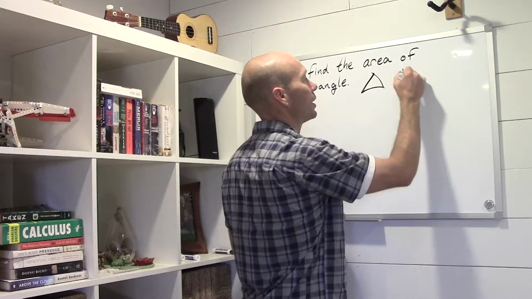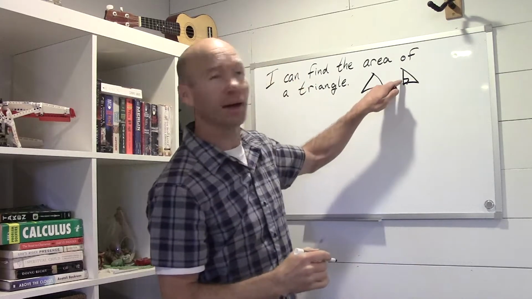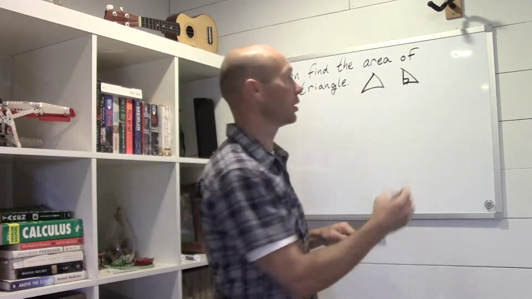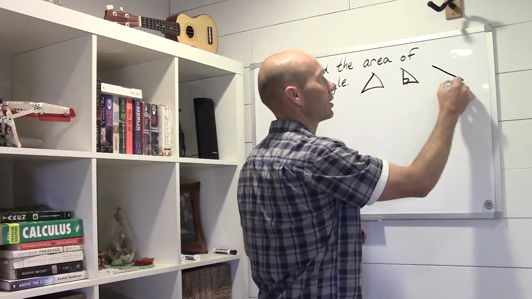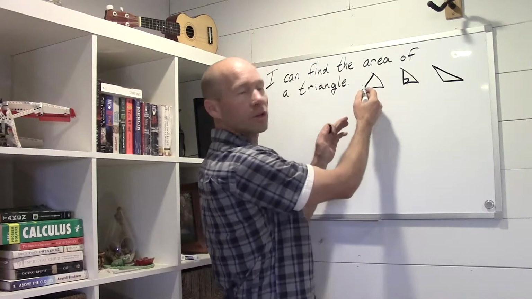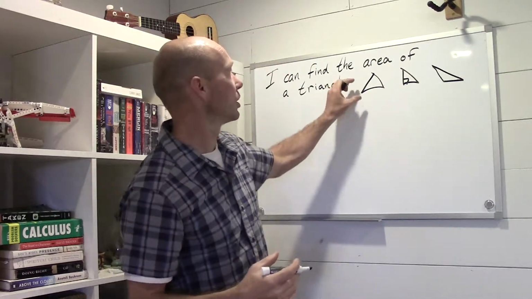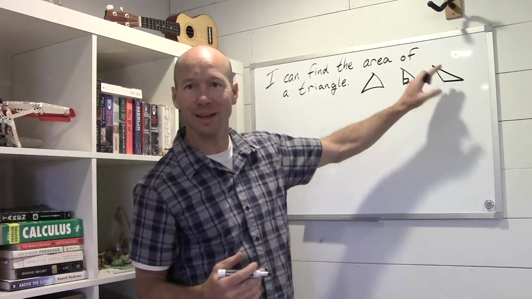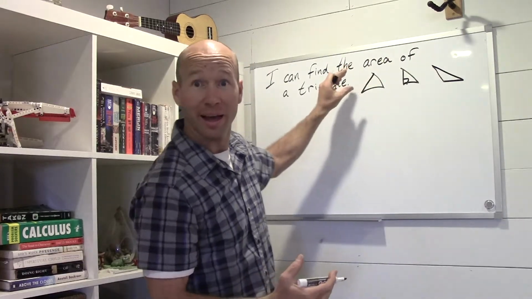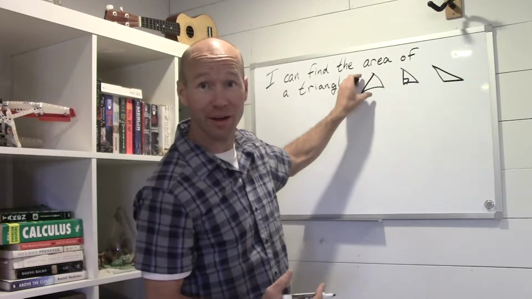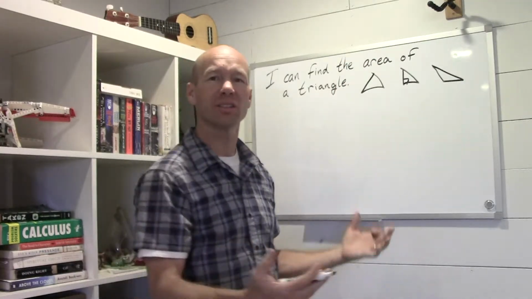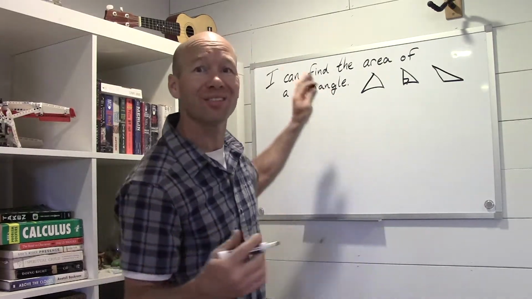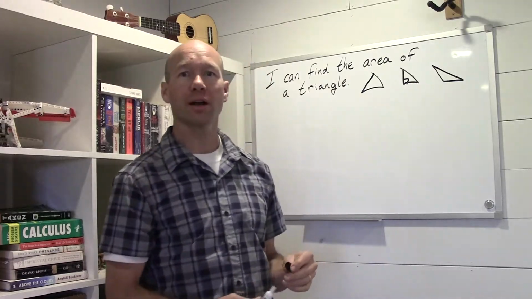We can have a right triangle that has a right angle, a 90-degree angle in it. We can have triangles that are obtuse. We can have triangles that are acute, meaning obtuse has an angle that is more than 90 degrees, and acute triangles have angles that are less than 90 degrees. There's all kinds of triangles, but we can find the area of those triangles. How can we do that?